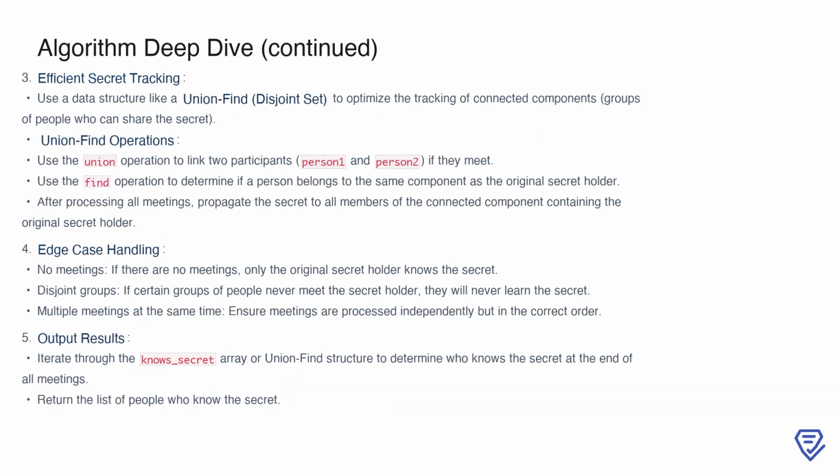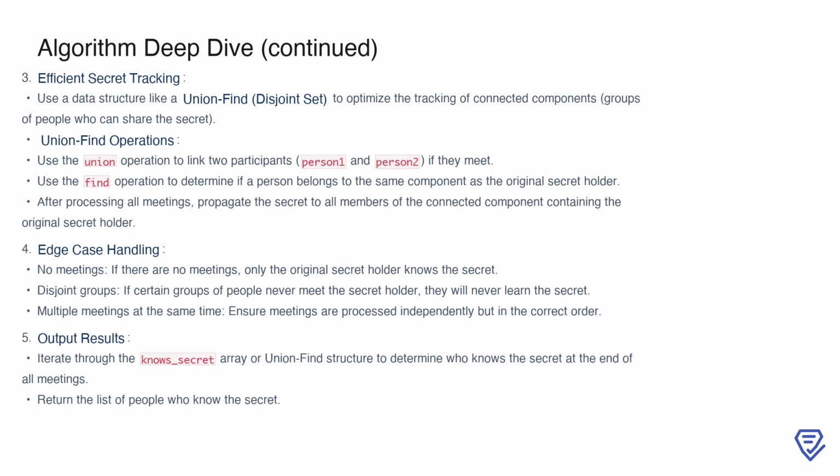To make the propagation process more efficient, we use a union-find data structure, also known as a disjoint set. This helps in tracking groups of people who can share the secret. The union-find operations include the union function, which links two participants if they meet, and the find function, which checks if a person belongs to the same group as the original secret holder. After processing all meetings, we use the union-find structure to propagate the secret to everyone in the connected component containing the secret holder. This ensures that we only process relevant groups and avoid unnecessary computations.